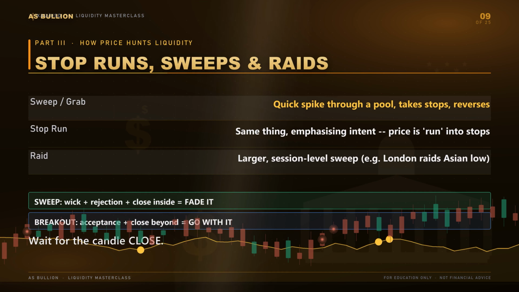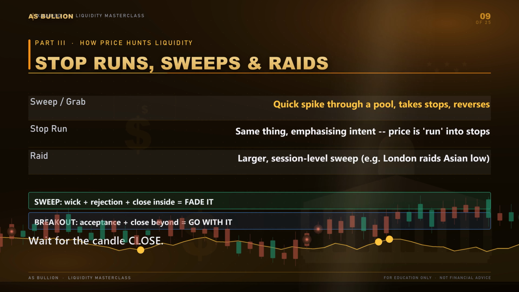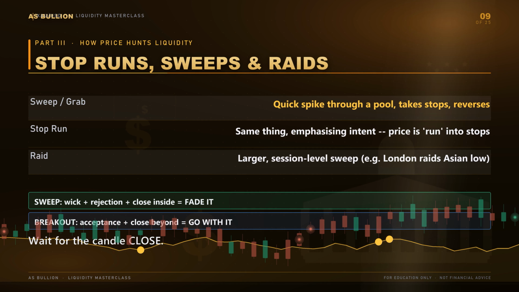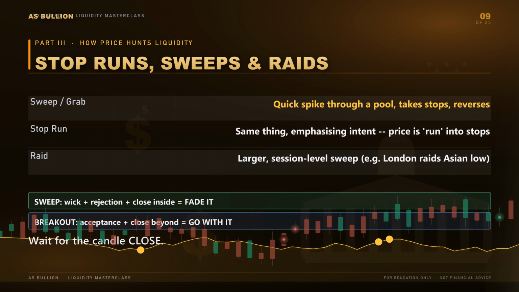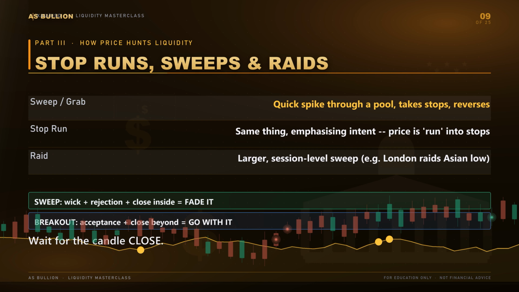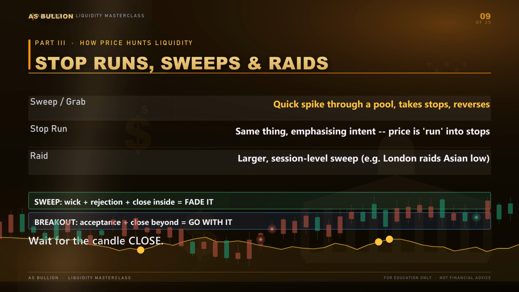Where pools form in gold, the map. Structural pools include previous day high and previous day low, the most watched intraday pools. Previous week high and previous week low for swing traders. Session highs and lows from the Asian range, London, and New York. And old, untouched swing points on the daily and 4-hour charts.